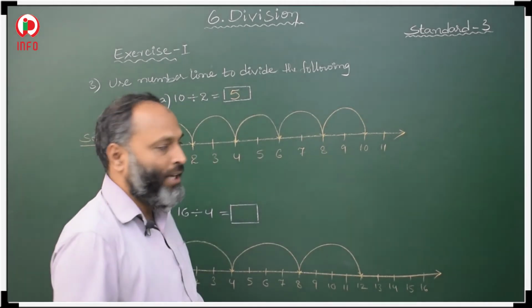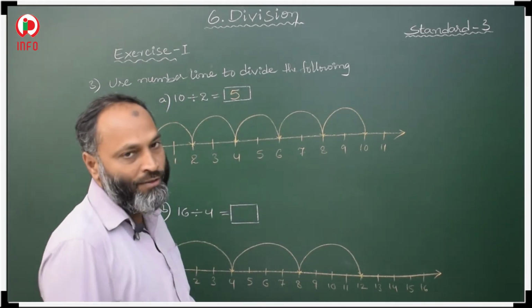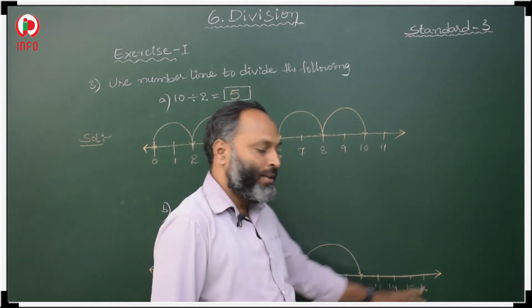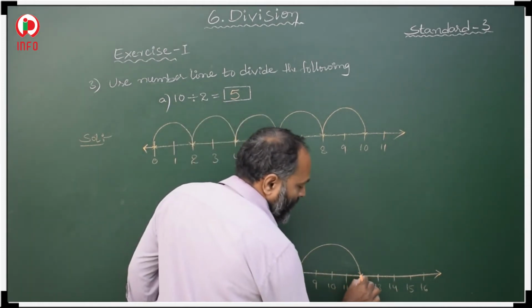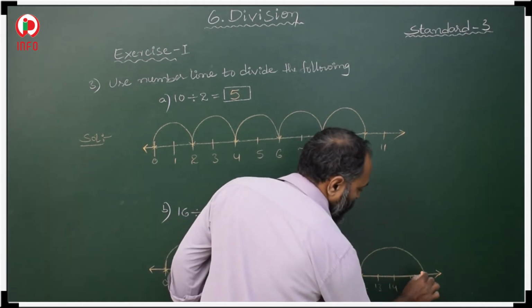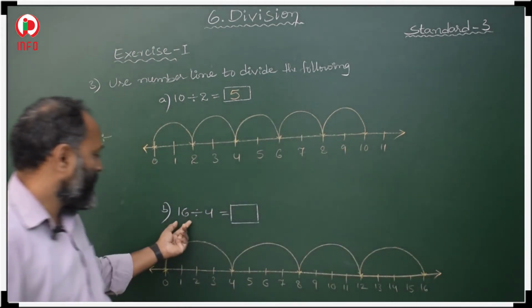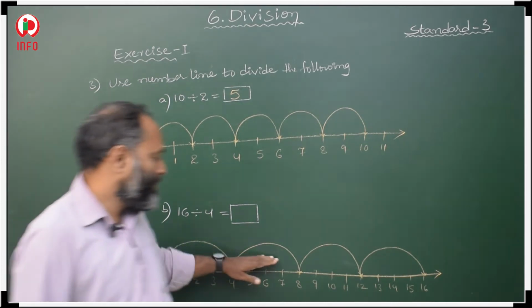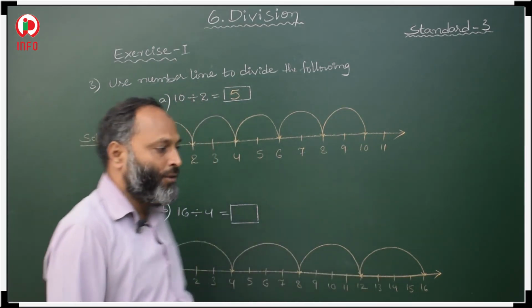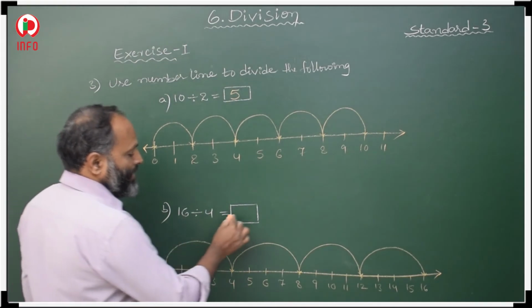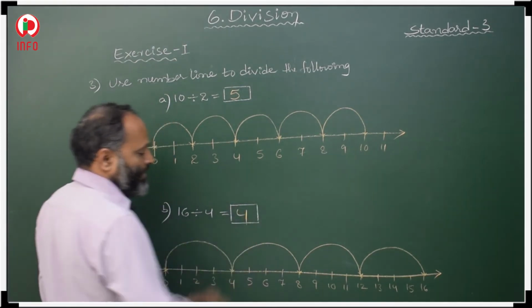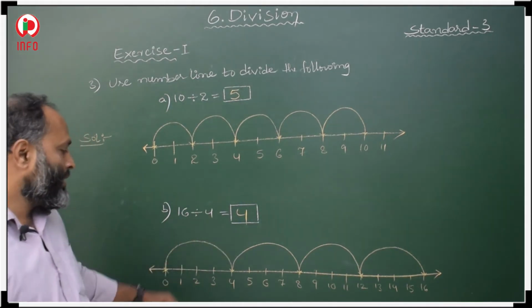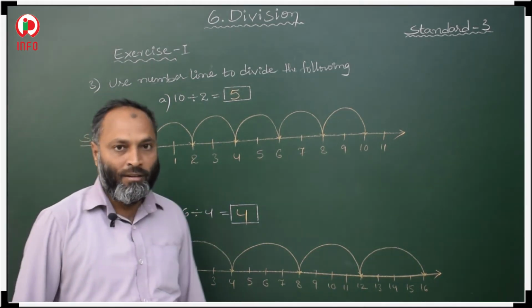In the fourth jump, we jump 4 units from 12: first, second, third, fourth. So in the fourth jump we are at 16. How many jumps did we do in total? 1, 2, 3, 4 jumps. It means 16 divided by 4 is 4. So in this way we have to do our division on number line.